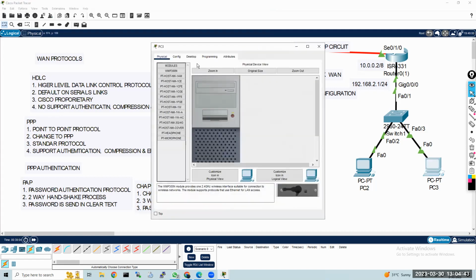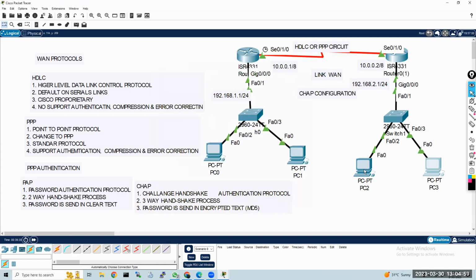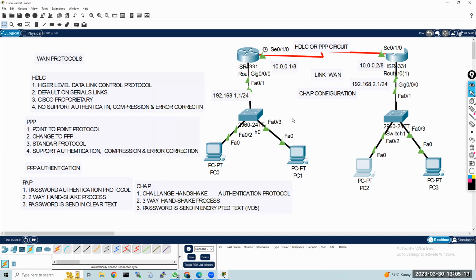I think just use the IP address for this. So this is 192.168.2.2, right? From R2 or R1, this is R2. This is PC3, 2.1. And DNS is not required. 192.168.2.3. Do they have the communication?